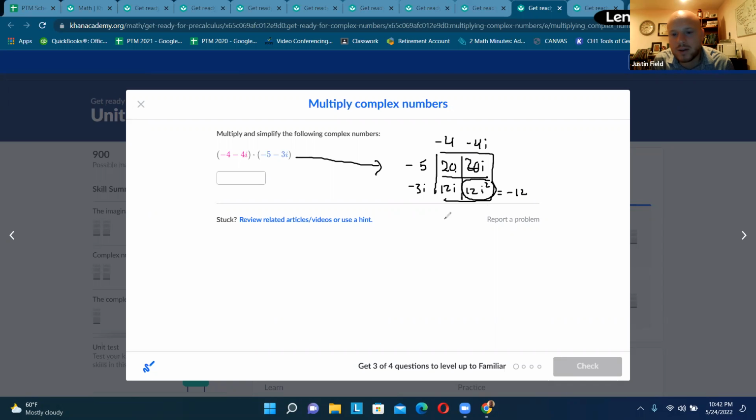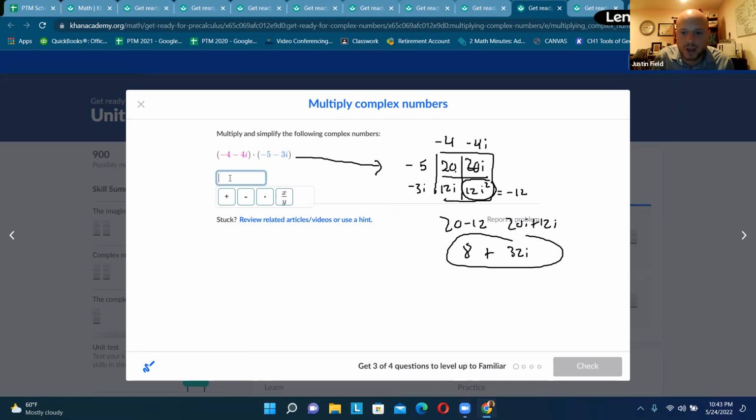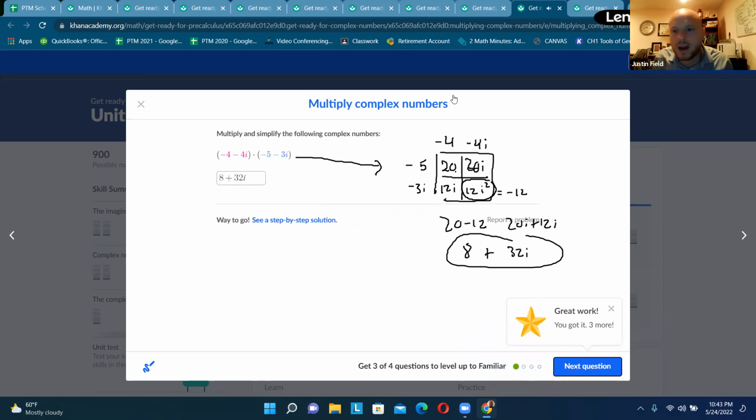And then 20 minus 12 is 8. And 20i plus 12i is 32i. And that is our final answer, a complex number: 8 plus 32i. Oh yeah.